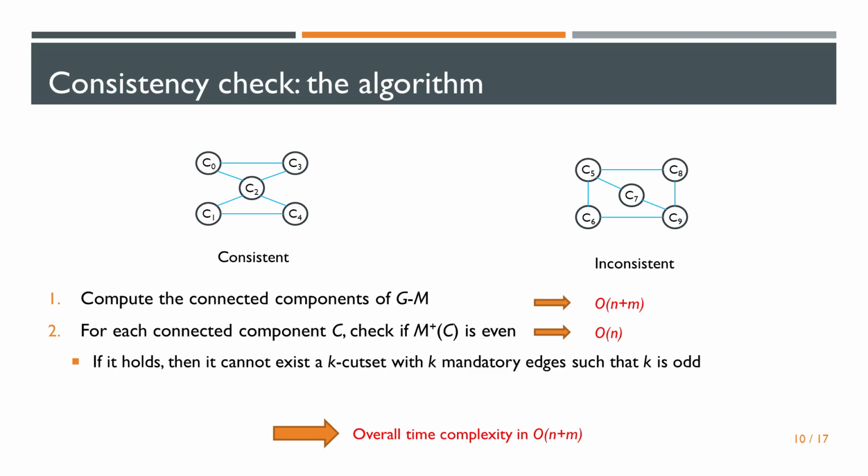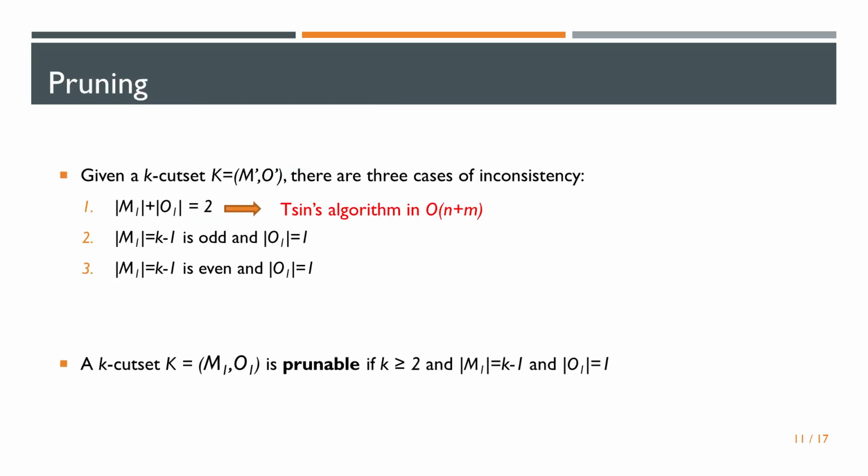So that is the key to lowering the number of considered cutsets in the graph. We note that the first algorithm we published in CP19 was an algorithm checking with k equal to 3, and this algorithm was quadratic. For the pruning, there are 3 cases.